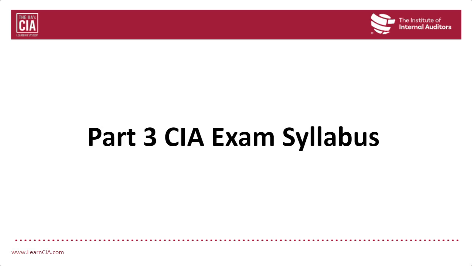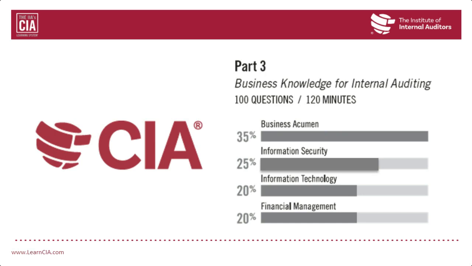Let's get into the conversation about the exam syllabus. So here you have your Part 3 exam. You'll have 100 multiple choice questions. You have 4 answer options for each of your questions. And you have 2 hours to answer your 100 questions. So the broad topics that are tested, you'll have approximately 35% of your questions from the business acumen topic, and then about 25 questions on information security and 20 questions on IT topics, and about 20 questions on financial management topics. So you should know that I'll go a little bit out of order here.